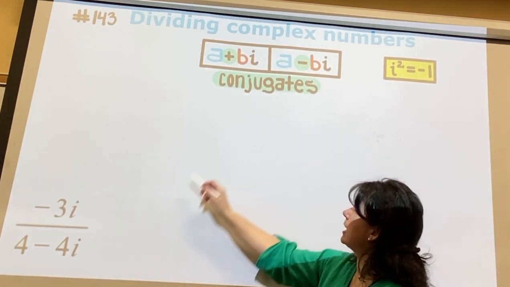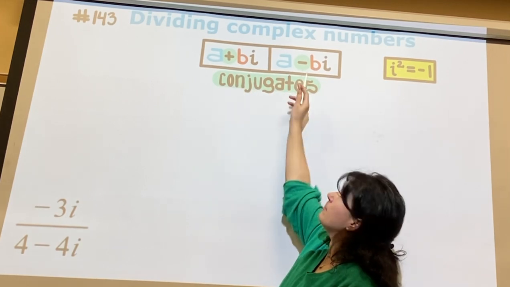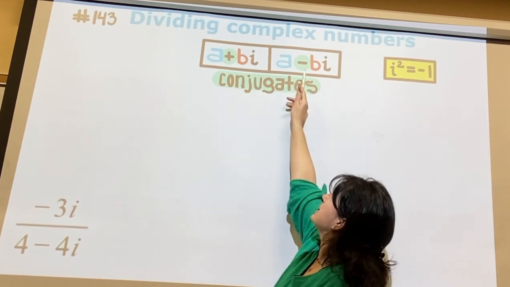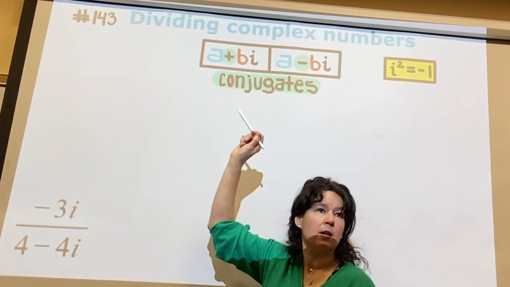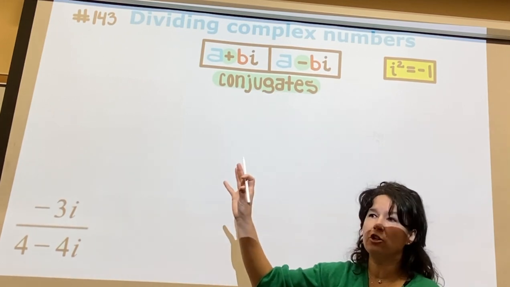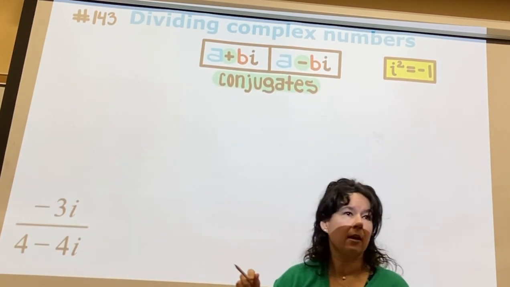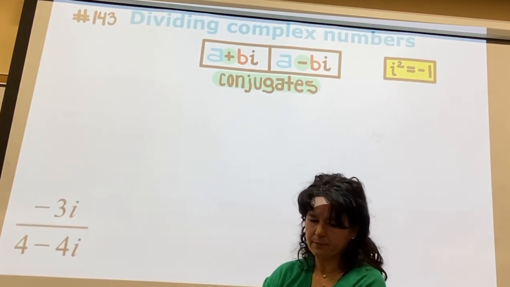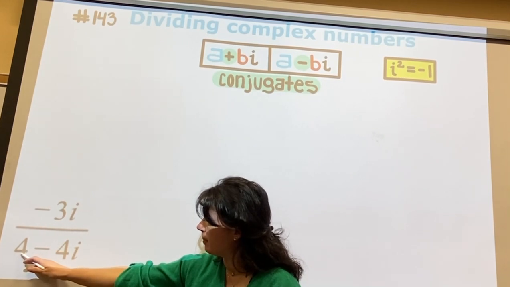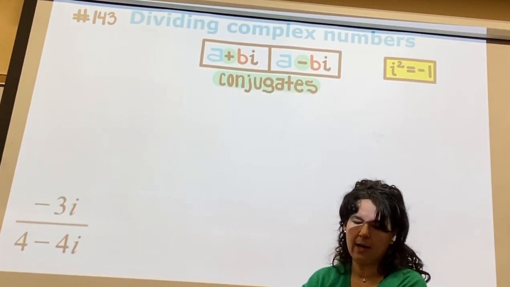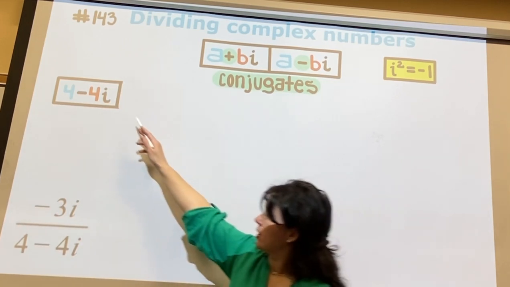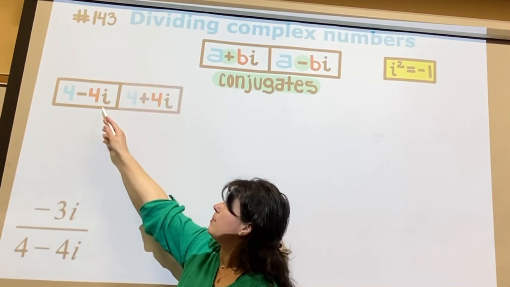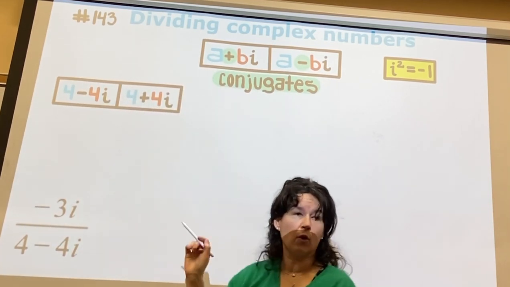And the conjugate, the only symbol that changes is the i's. If it's a positive, then it's a negative. If it's a negative, it's a positive. But the number in front, you don't change the sign on the number a, only on how many i's you have. Okay, so for this one right here, my denominator is 4 minus 4i. So the conjugate to 4 minus 4i is going to be 4 plus 4i.